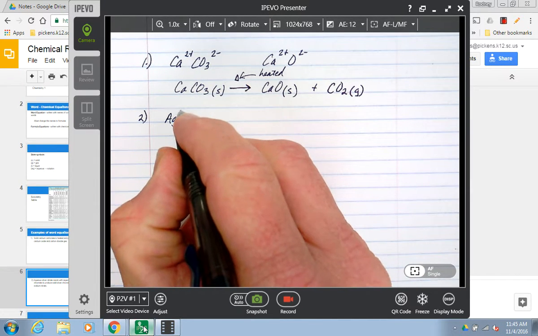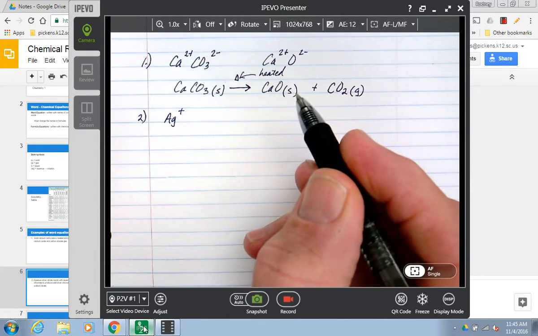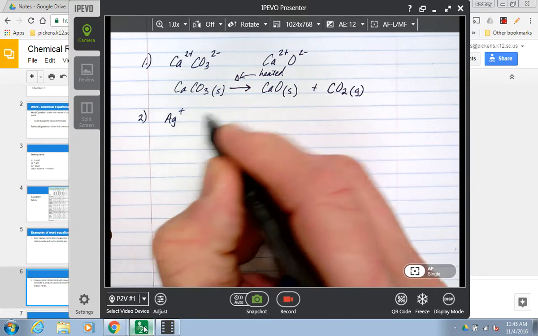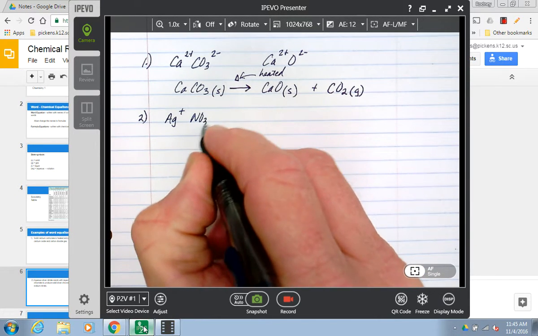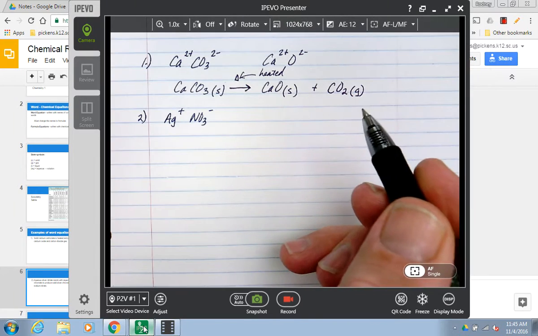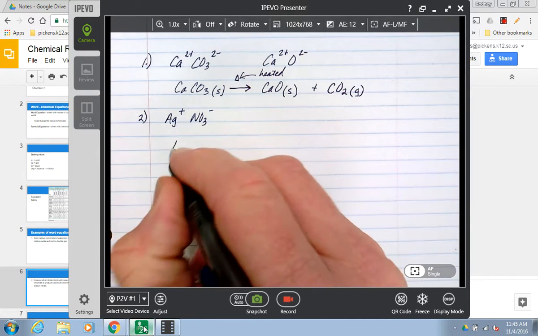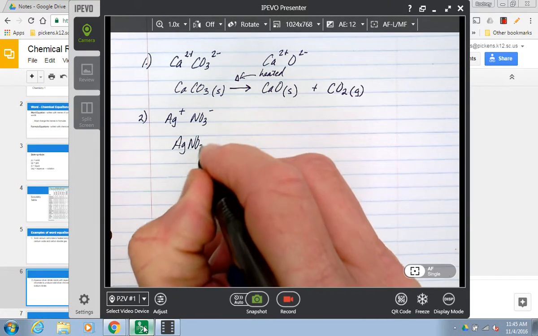So just try to remember that. We can put a 1 plus there, or just a plus. And then we have nitrate, so that's NO3, and that's 1 negative. So we have AgNO3 for your formula there, okay?